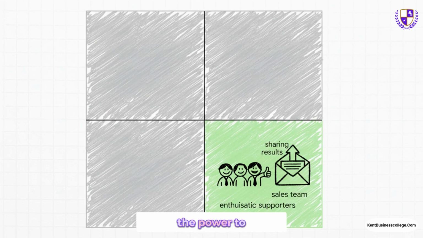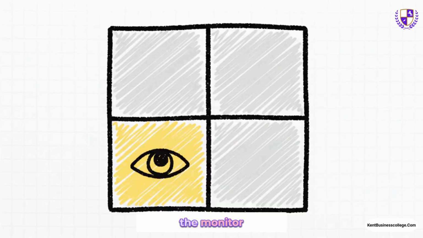And down in the bottom right, you've got your biggest fans, the Keep Informed group. They might not have the power to sign things off, but they are super interested in what's going on. These people can be your project's best cheerleaders, so a quick update to, say, the sales team can build some brilliant goodwill.